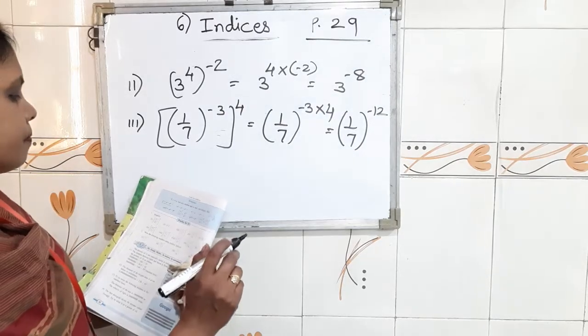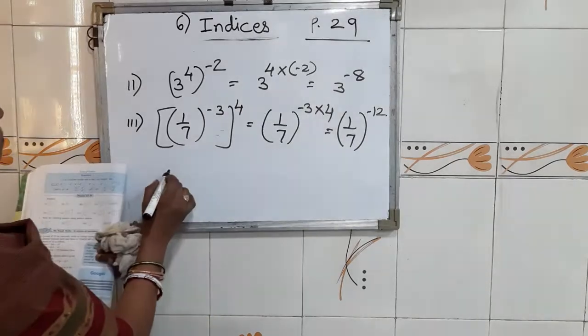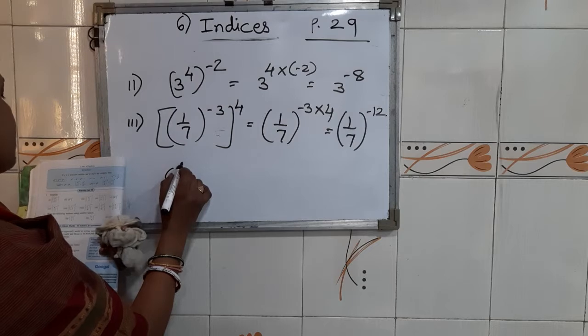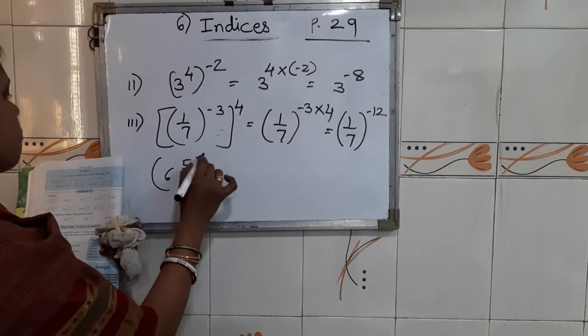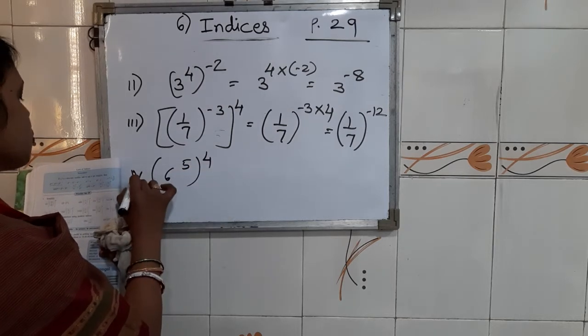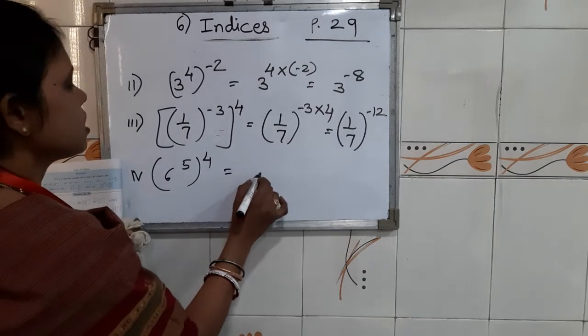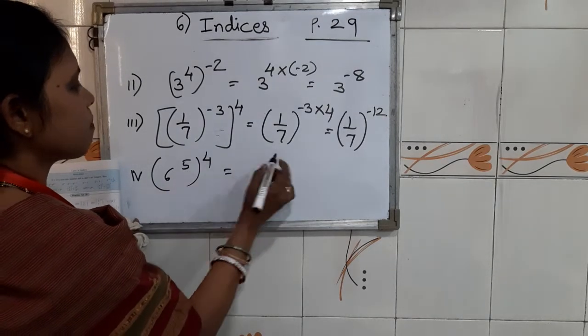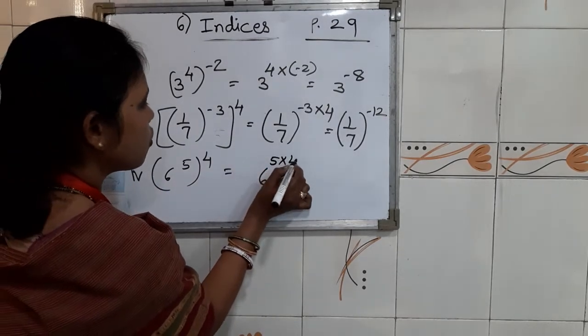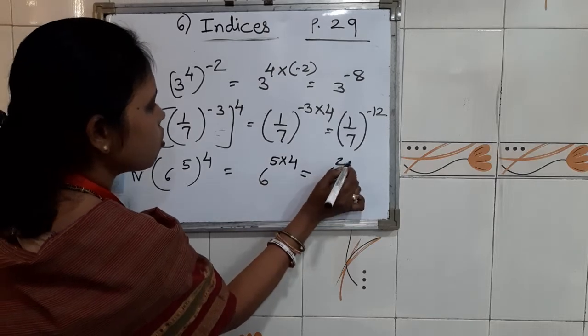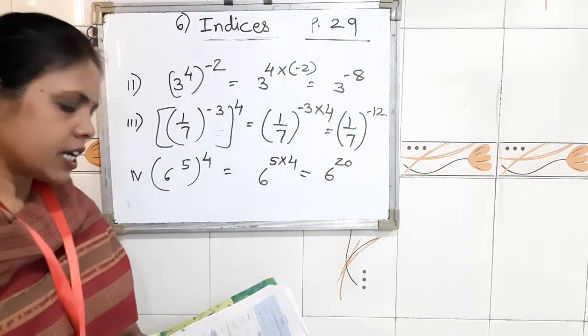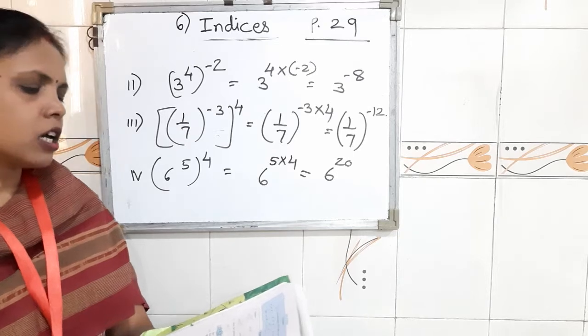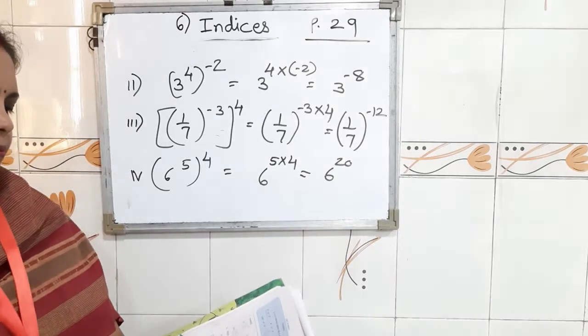Next question, fourth question, 6 raised to 5 and 4. So we write 6 and multiply the index, 5 into 4, that is 6 raised to 20. In the same way we will solve all the remaining sums.